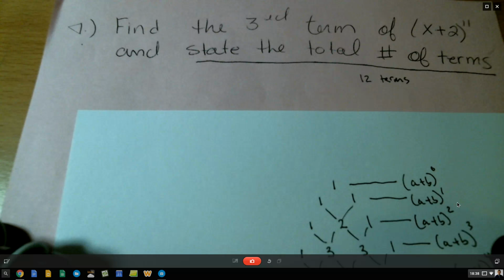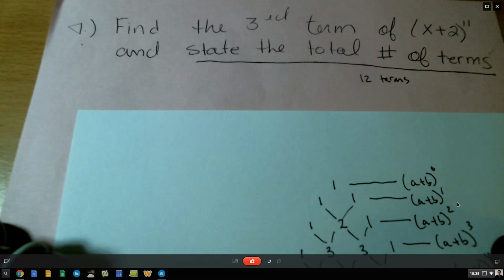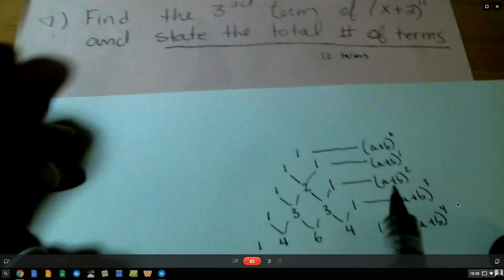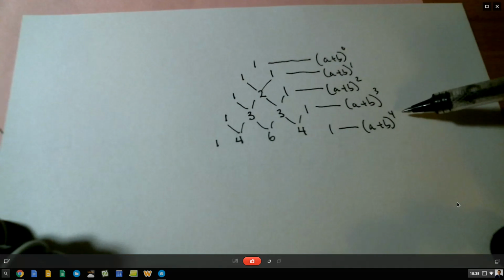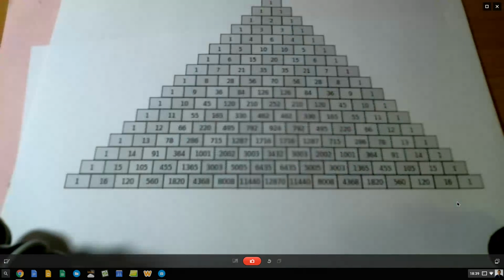Okay? Now we need to find the third term of this. So how do we do that? Well, we have 4 so far, but I want to go up to the 11th. So instead of going all the way up to the 11th, I will just show you what the answer looks like, okay? So we have a Pascal triangle that's already been made.